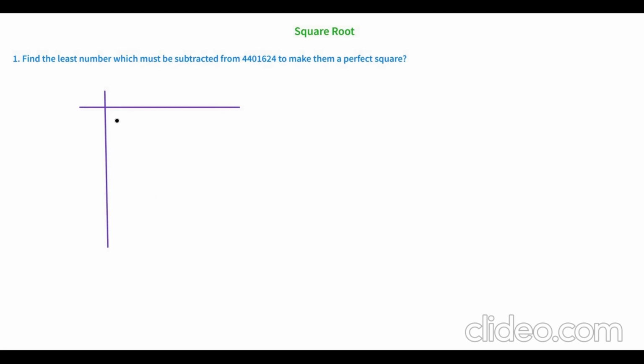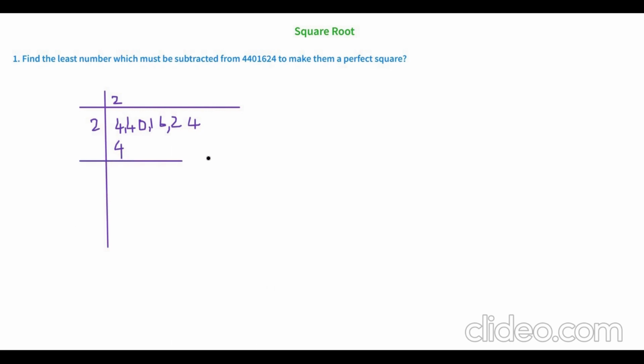So here we have 44 lakhs 1624. So this is the number given. How will we find a square root using division? We will group the numbers first. From the right side, two numbers, we have to pair them in groups. Here the last number is a single digit number. Now 4 is a square number, so 2 times 2. Whatever you write in here, you will write the same number here. So 2 times 2, which is 4.